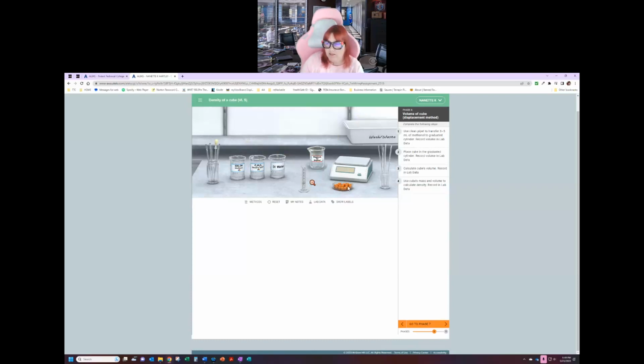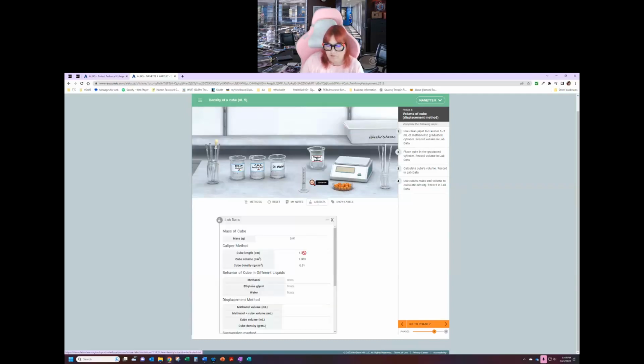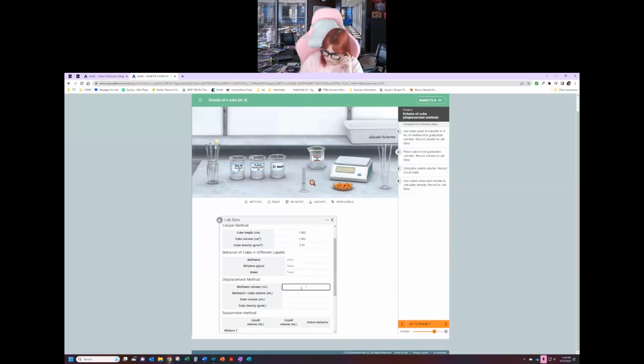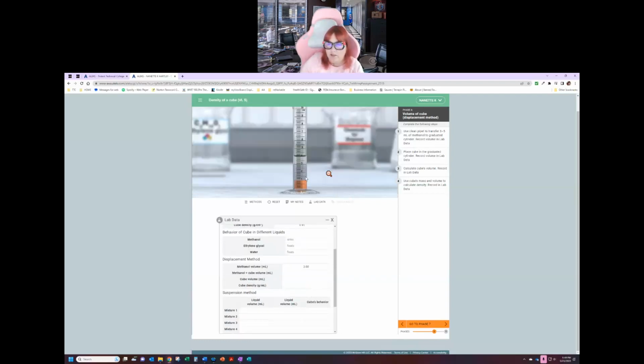Place the cube in the graduated cylinder. The reading is 3.00. I then move the cube into it and I look at it again and I say, okay, we're now 4.00. Since I can read that it's exactly 4, that's 4.0, and then one beyond that is the 0 from there. So that's why I have as many decimal places as I do.